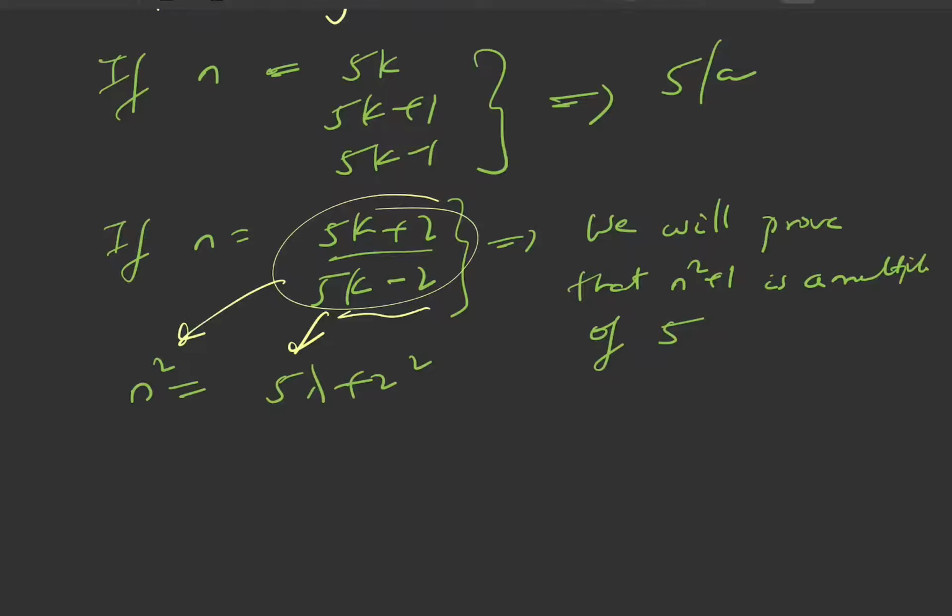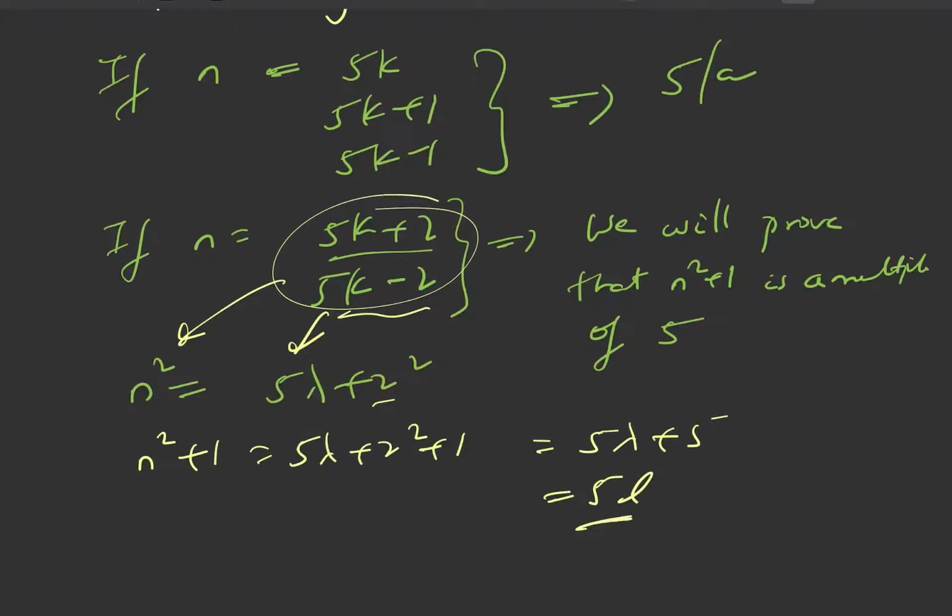Again the same property: ax plus b whole power n is a multiple of a plus b power n. So plus 2 whole square or minus 2 whole square, it is the same thing. So n square plus 1 is 5 lambda plus 2 square plus 1. This is 5 lambda plus 5. This is 5L, right? So if n is 5k plus 2 or 5k minus 2, then n square plus 1 is a multiple of 5. That is, 5 divides n square plus 1, then 5 divides a.